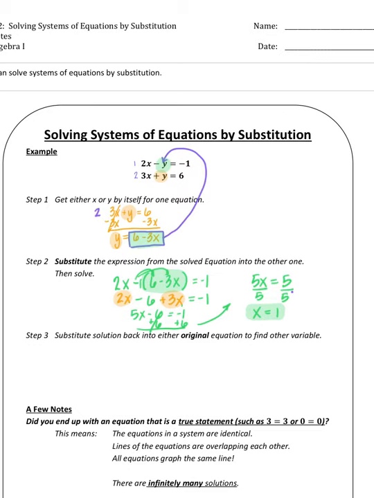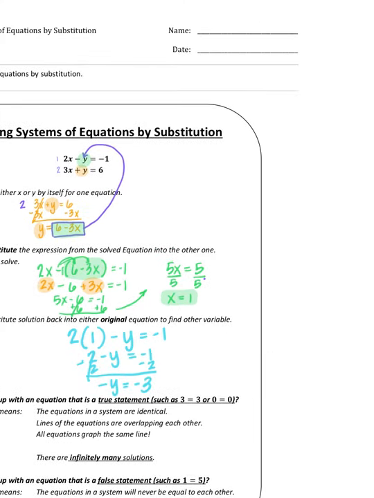So I have 2 times 1, because x is 1, minus y equals negative 1. 2 times 1 is 2, minus y equals negative 1. Subtract 2 from both sides, and I get negative y equals negative 3. We know that y can't be negative, so we're going to divide each side by negative 1, and we get y equals 3.